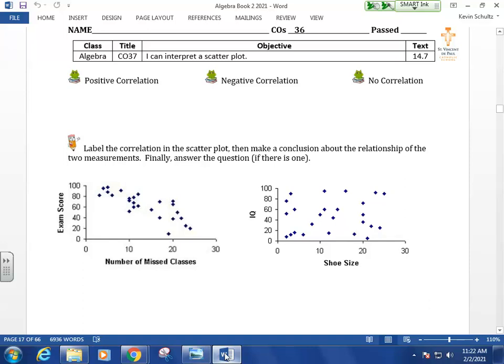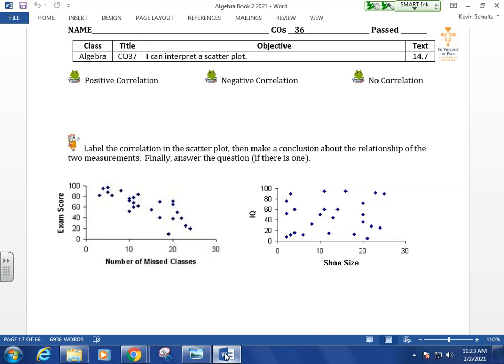We are covering CO37, interpreting a scatter plot, on the heels of creating one in CO36, which compared the points scored for each team during this past NFL season to the games that they won. And the relationship that we found, not surprisingly, was the more points a team scored, the more games they generally won. What we talked about was what type of relationship that shows. More points scored, more games won.